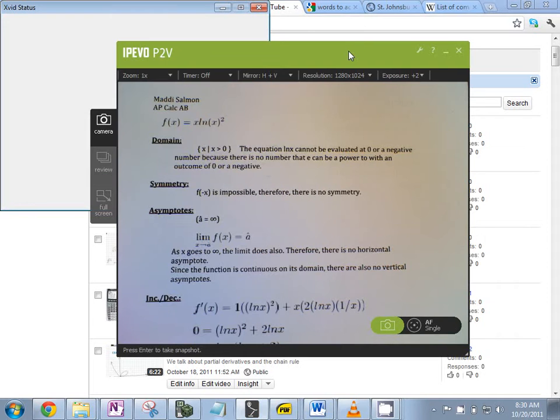So what did she come up with? We have the equation ln x cannot be evaluated at 0 or a negative number because there's no number that e can be a power of with an outcome of 0 or a negative. Good, I like that. So x has to be greater than 0. Good. F of negative x is impossible. Therefore, there's no, can you clarify that? What do you mean f of negative x is impossible? You can't plug in negative x for x. Why? Because the x is negative.